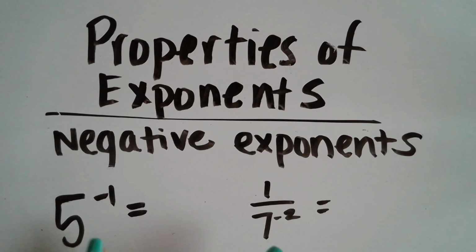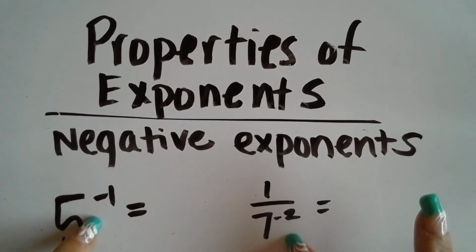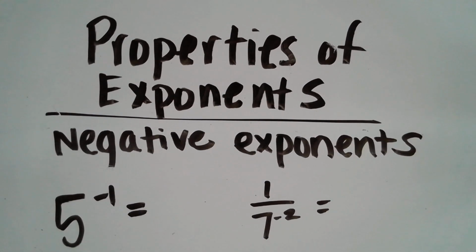So here are two examples right here where we see negative exponents. We have 5 to the negative first and we have 1 over 7 to the negative second. Okay, so the first thing I notice about these two are the negative exponents, and quite frankly, they just look weird. So we're going to go ahead and eliminate the negatives, and this is how you do it.